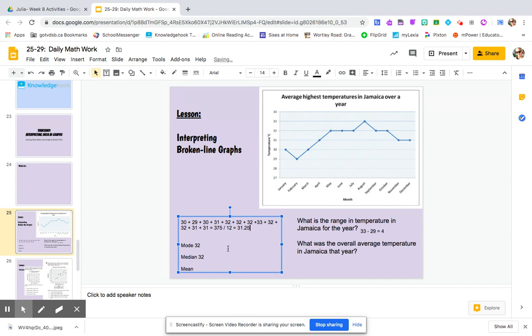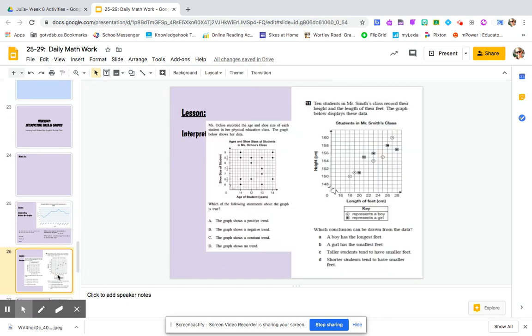So over the course of the year, and it would be this 29 that drops it down quite a bit, the average temperature would be 31.25. Okay, let's move on to scatter plots now.